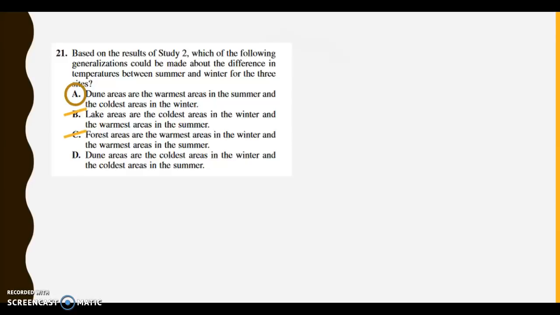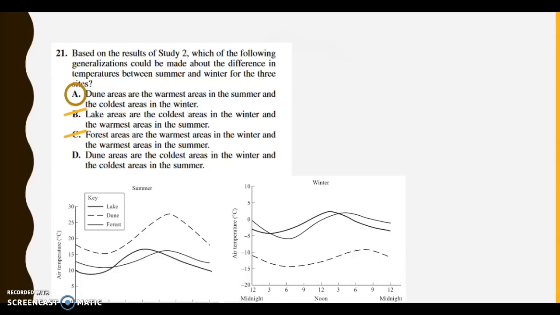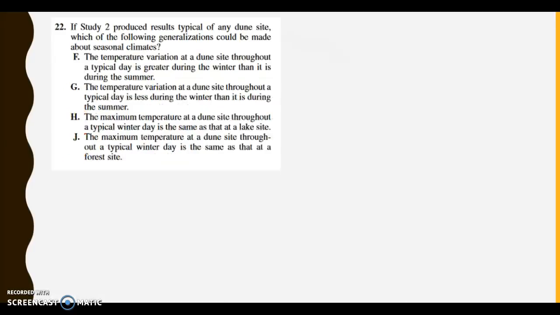And then our last answer choice: the dune areas are the coldest areas in the winter and the coldest areas in the summer. If I look at this, I see in the summer they're the warmest, in the winter they're the coldest. Now, if you're reading this answer choice too quickly, you may get that first part where it says dune areas are the coldest areas in the winter, and select that, because it's true, they are the coldest areas in the winter, but you need to make sure that you're reading the entire answer choice, because in the summer, they're not the coldest, so it's not D.